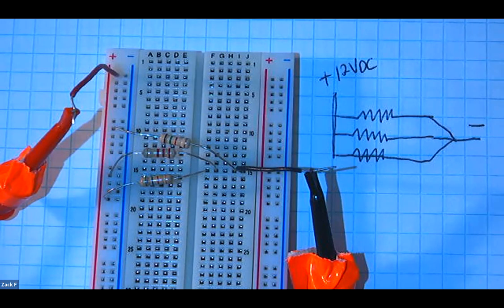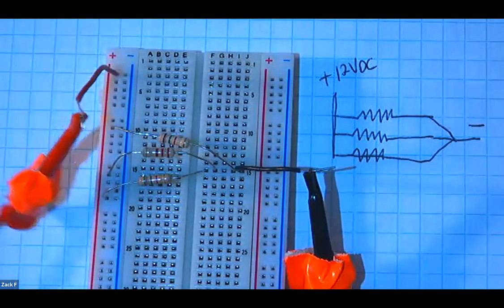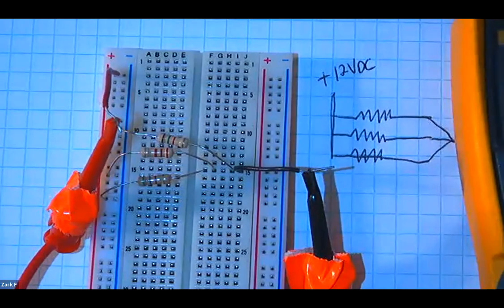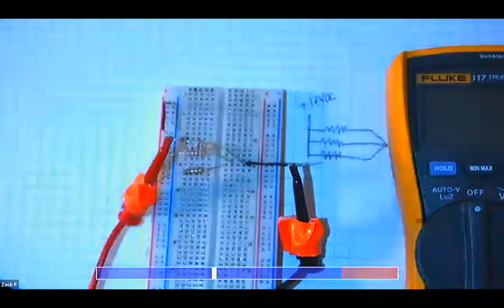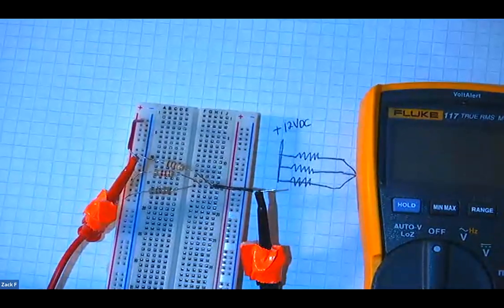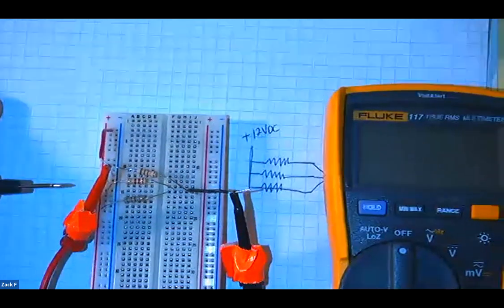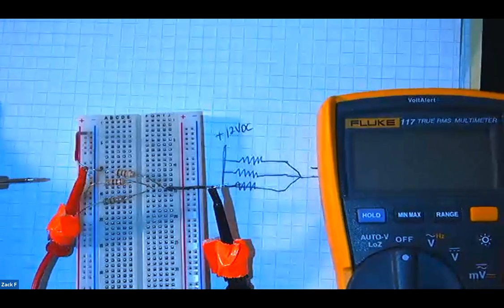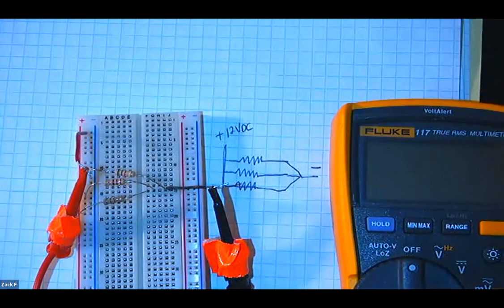So it's going to have you go through and measure the resistance of each resistor. It's going to have you hook up your circuit, 12 volts, and read the voltage across each resistor. I'll show you with my digital multimeter what that looks like.